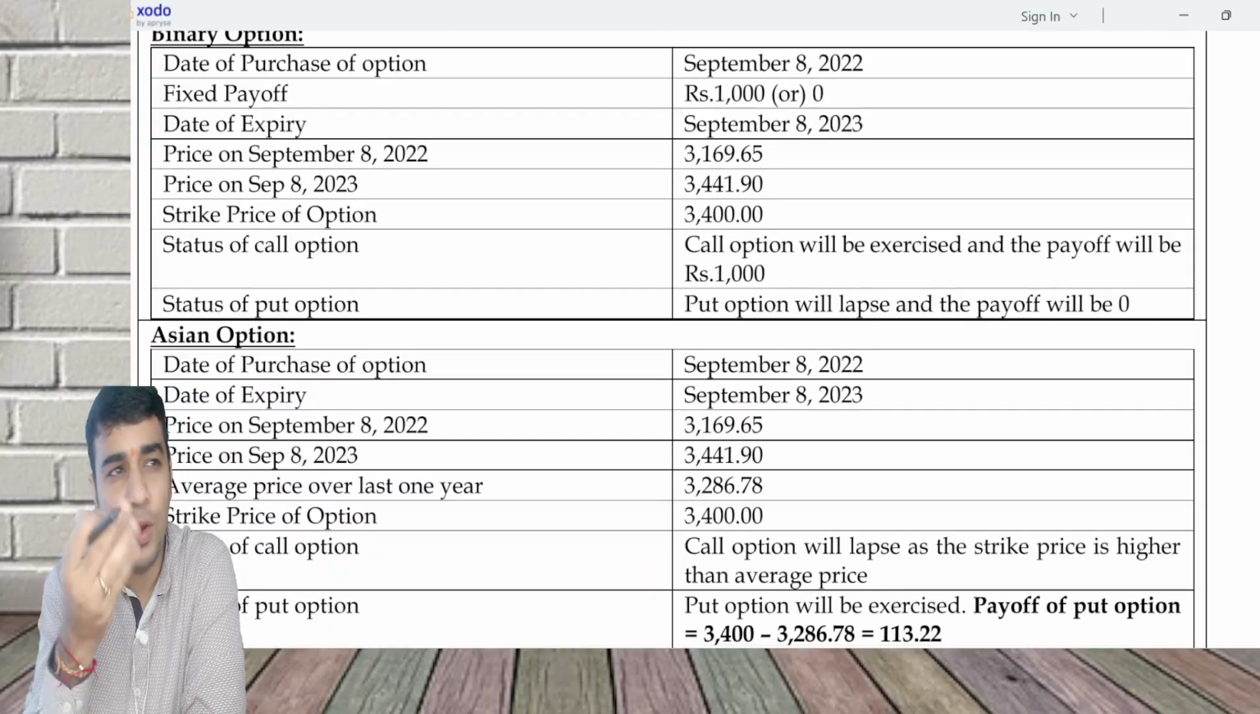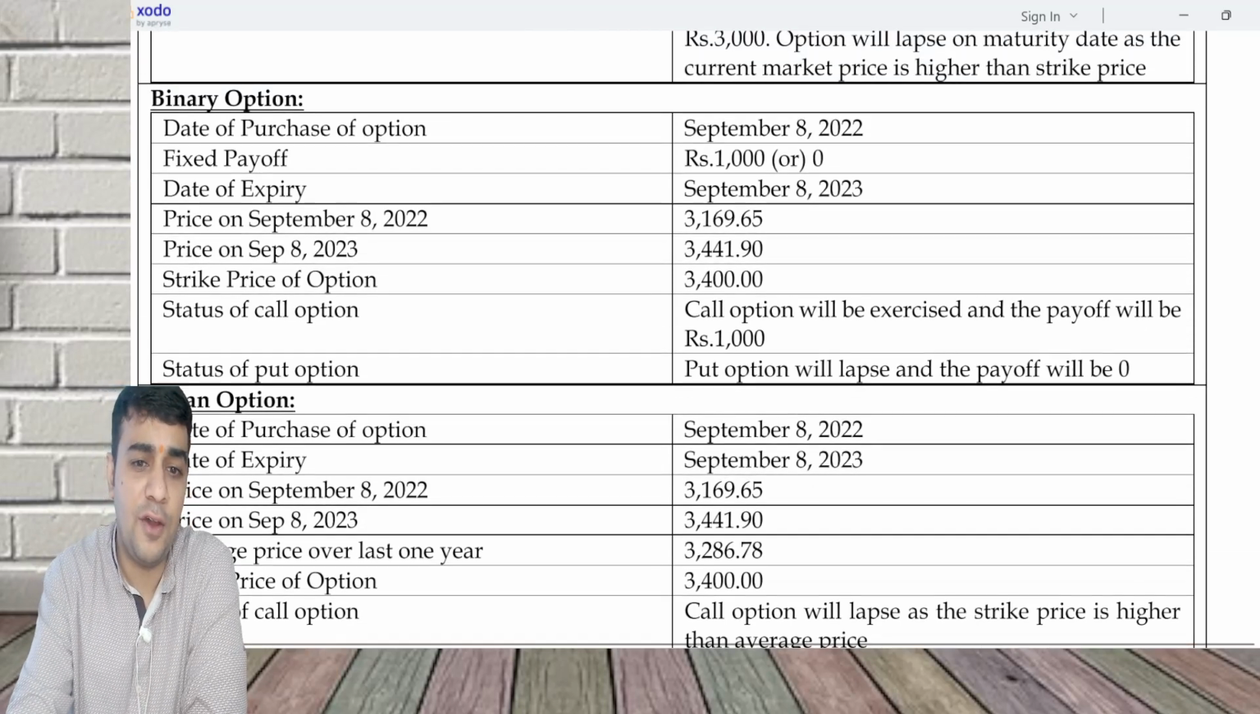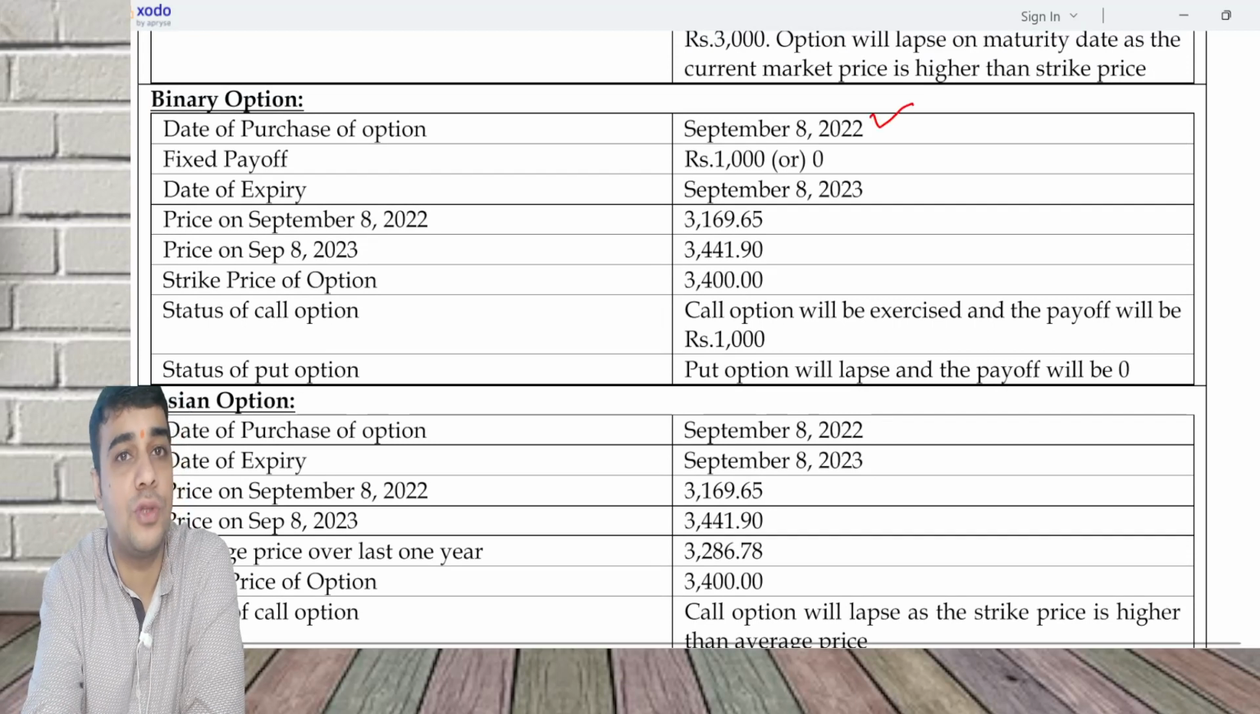I don't want you to see the material. I don't see there is any utility in the material. I've given you so that you can refer to it later. That's all. So the date of purchase of an option is September 8, 2022.